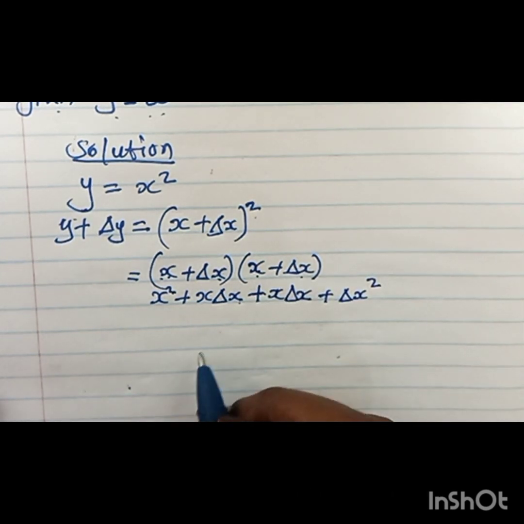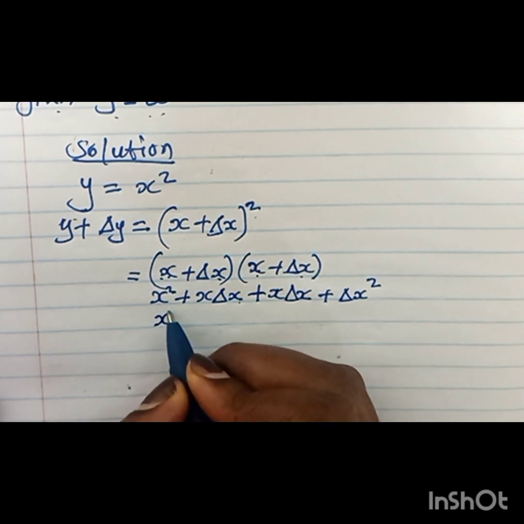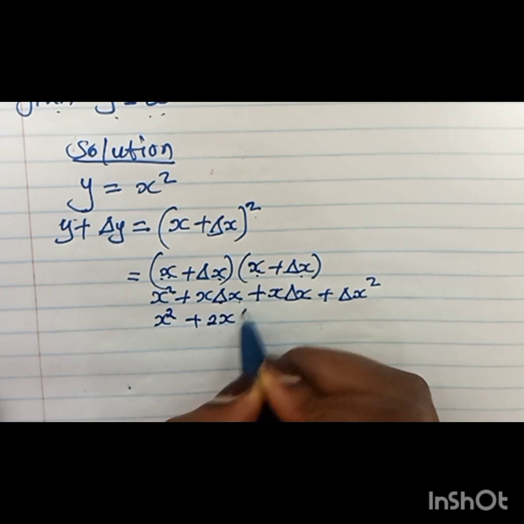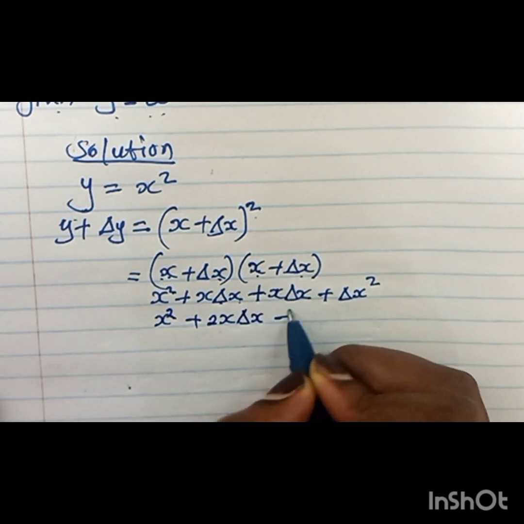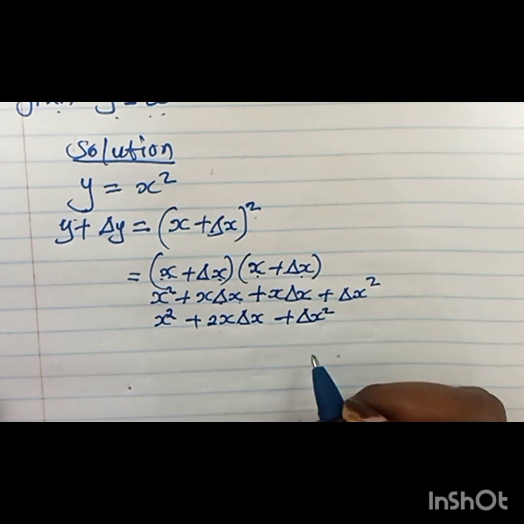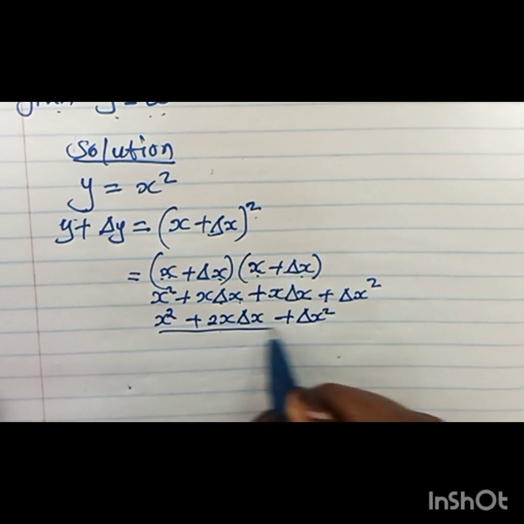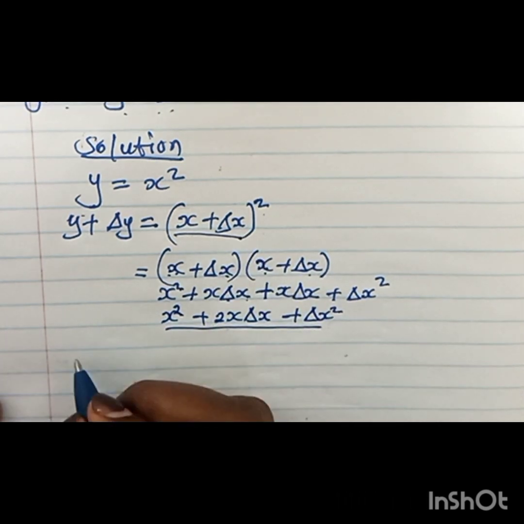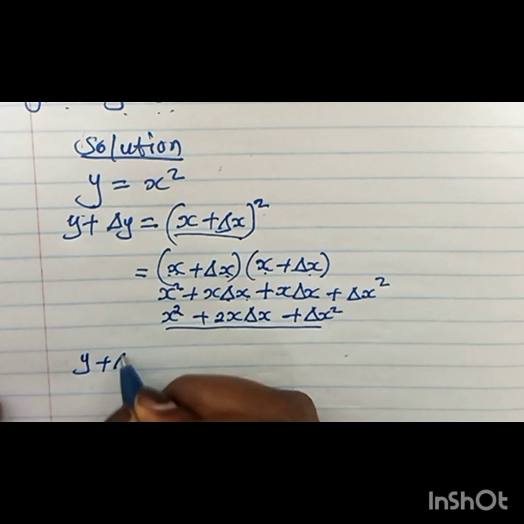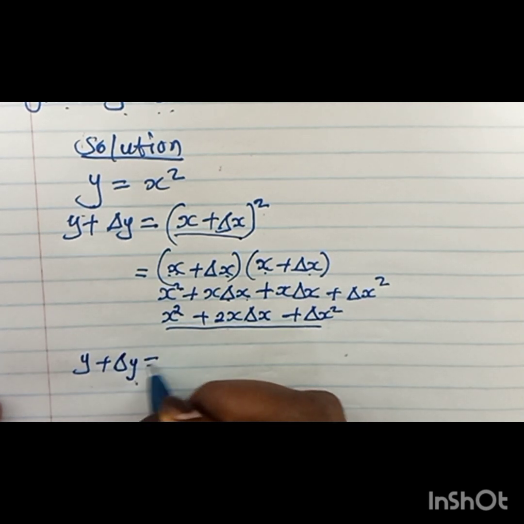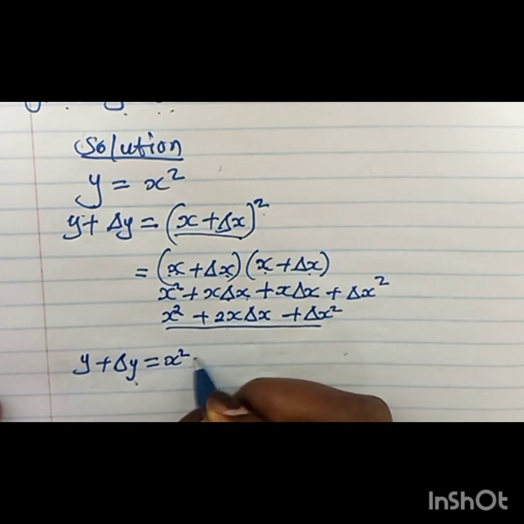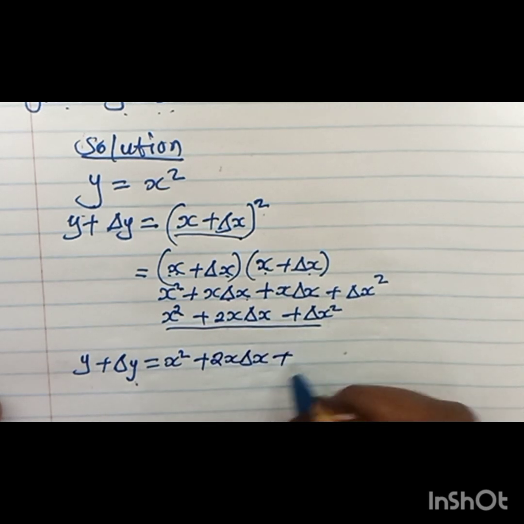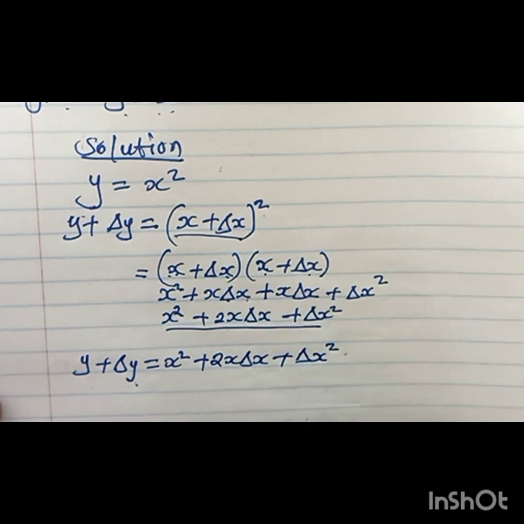Then from there we can collect the like terms. I will have x squared plus this one is 2x change in x plus change in x squared. So this is what we have after expanding this value here. Let us replace them. We'll have y plus change in y is equal to x squared plus 2x change in x plus change in x squared.